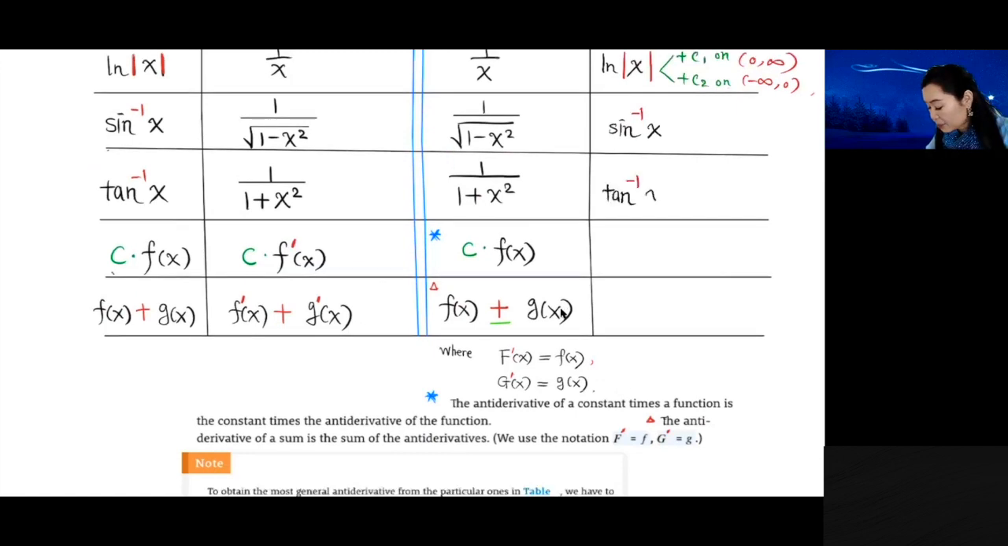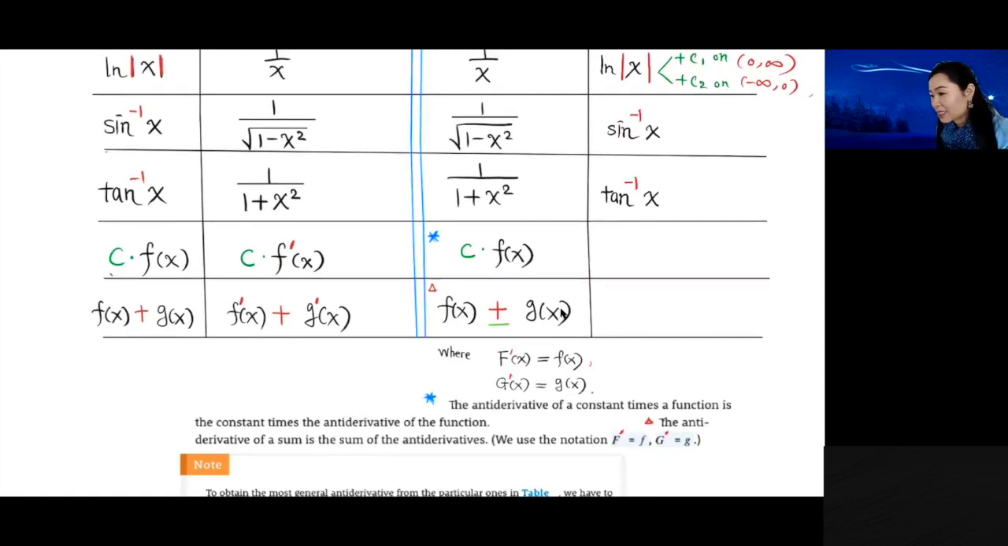Are you able to copy down the note? It's actually important to write down. Sometimes it helps you process the information when you write it down.